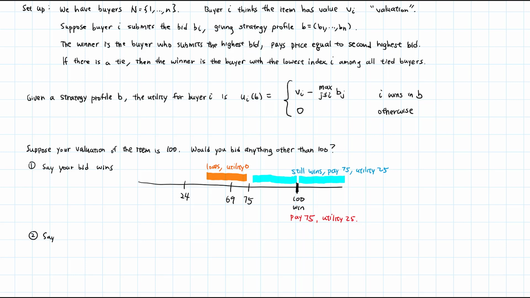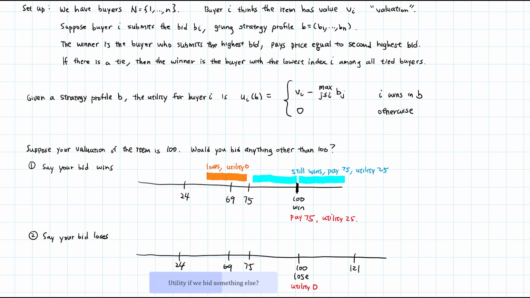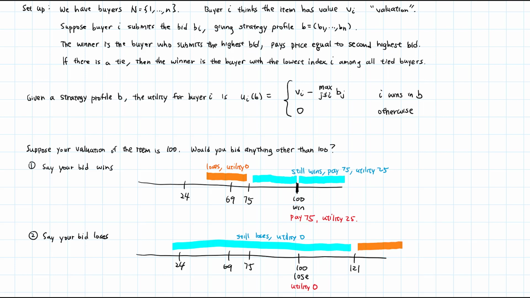In the second case, suppose that our bid loses. Our utility would then be 0. Once again, can you see how the utility changes if we do not bid 100? We see that the highest bid is 121. So if we bid less than that, we still lose and the utility is still 0. However, if we bid more than 121, we win, but we would pay 121. Our utility is then minus 21.